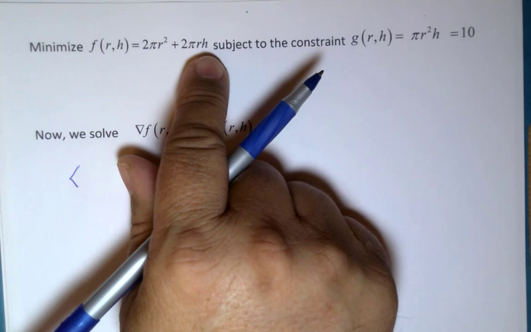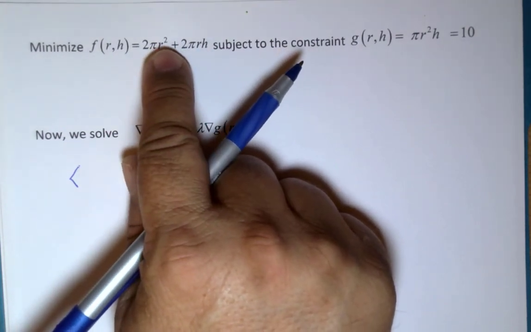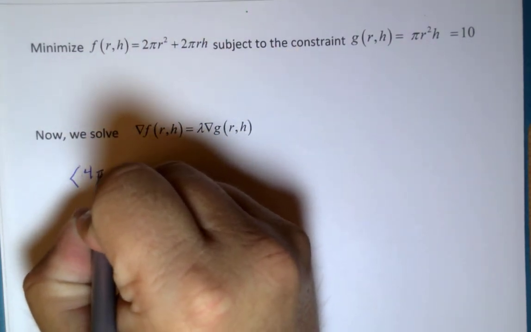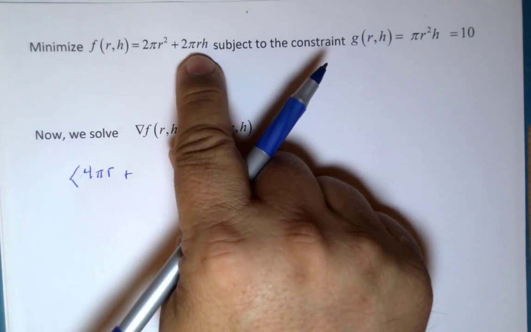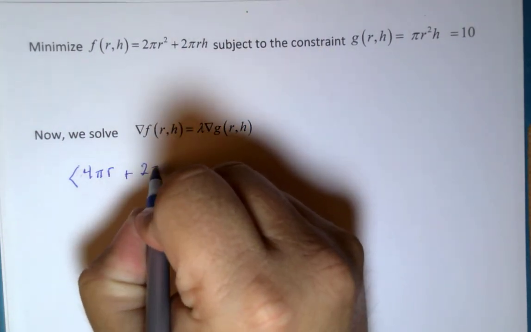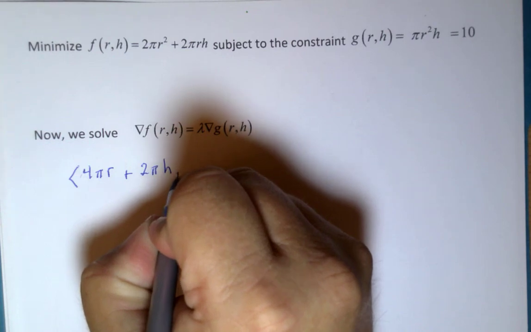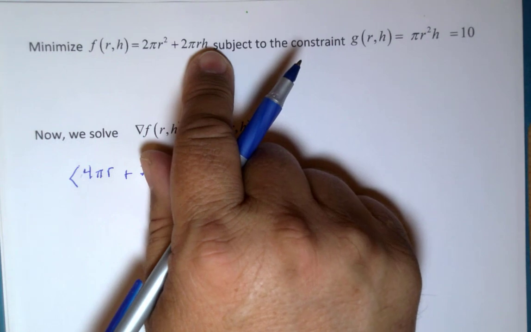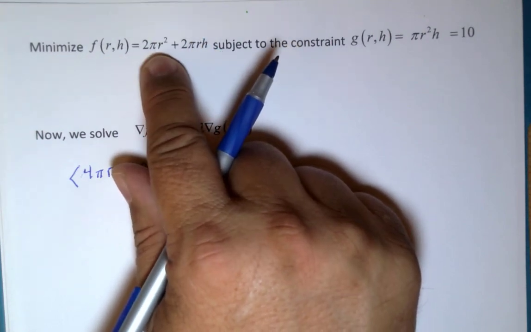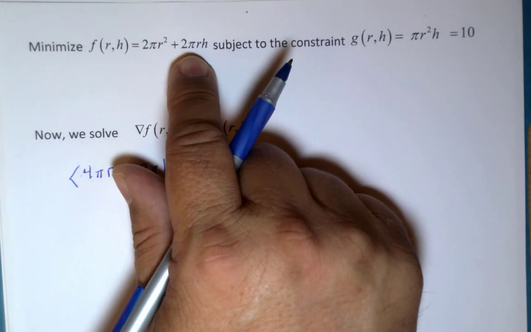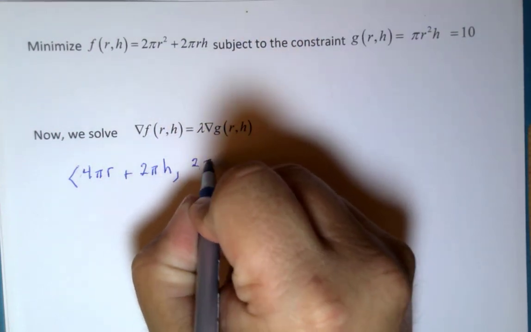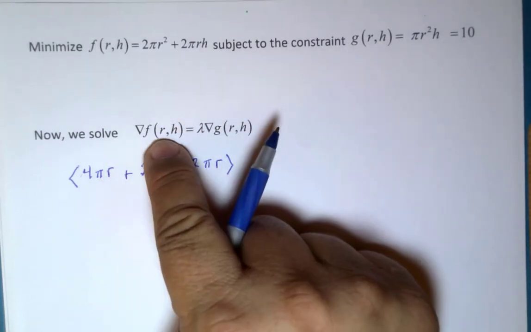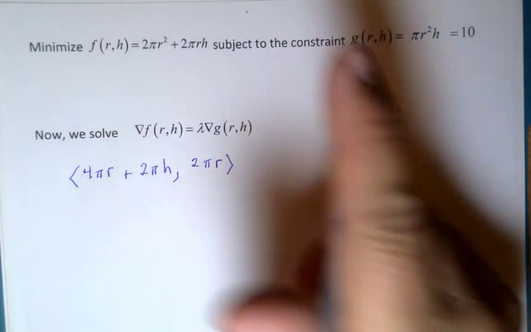If we take the partial derivative with respect to r, 2 times 2 is 4 pi r to the first power, plus, if r is the variable, that will be 2 pi h. And then the second component of this vector will be the derivative of this function with respect to h. That would make this term's derivative 0. And if h is the variable here, that would just give us 2 times pi multiplied by r. Okay, so that's the gradient of the function we're trying to minimize.